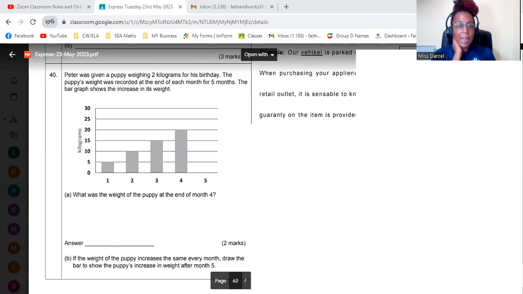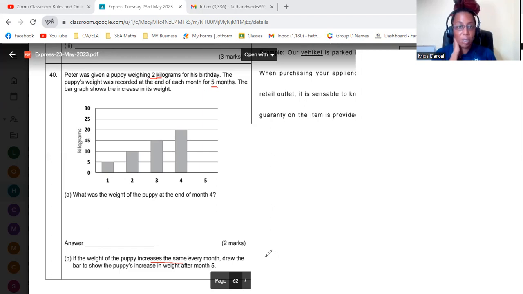All right, so we're on our last question in section 3, number 40. Peter was given a puppy weighing 2 kilograms for his birthday. Keyword clue there. The puppy's weight was recorded at the end of each month for 5 months. The bar graph shows the increase in its weight. What was the weight of the puppy at the end of month 4? And B, if the weight of the puppy increases the same, keyword clue, every month, draw the bar to show the puppy's increase in weight after month 5.